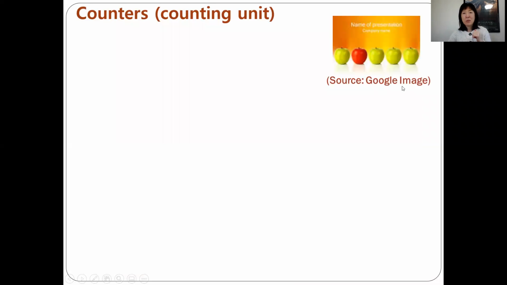Up to now, you know that in Korea we have two types of numbers, right? Sino-Korean numbers and native Korean numbers. Then in order to use those numbers properly, you should know one more thing, that is counters, or counting units. What is a counting unit? I'm going to tell you.